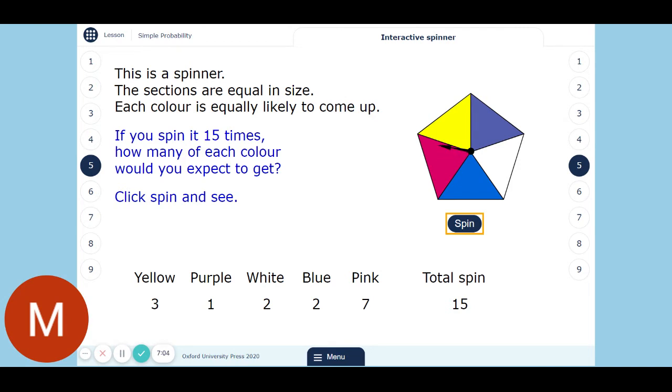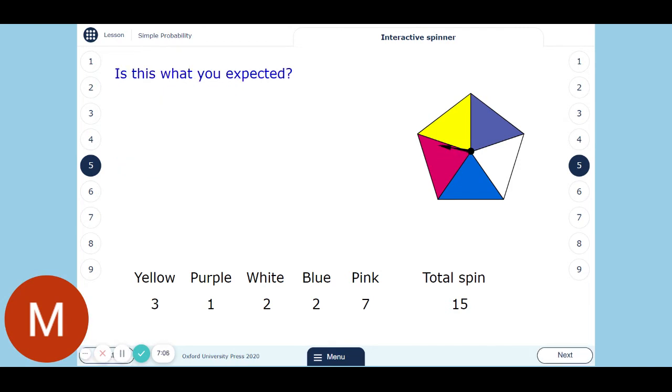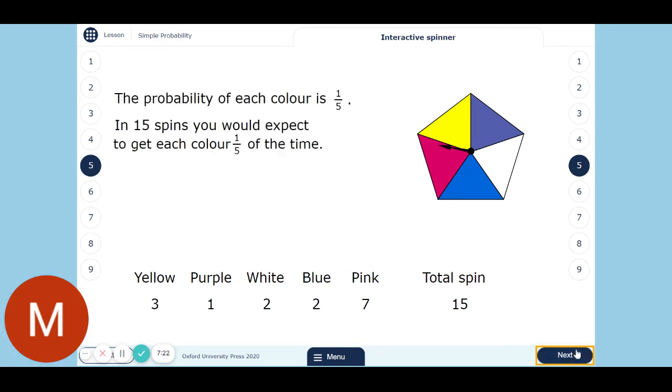Okay, that's 15 spins there, and it's not what we expected. There's 7 pinks and only 1 purple. That's way different. I was expecting maybe some 2s, 3s, and 4s, but I wasn't expecting as low as 1. I wasn't expecting as high as 7. But we've got to remember that when we don't do something very many times, then some strange looking results can happen. If we did it 100 times or 1,000 times, it might be a little bit more realistic.